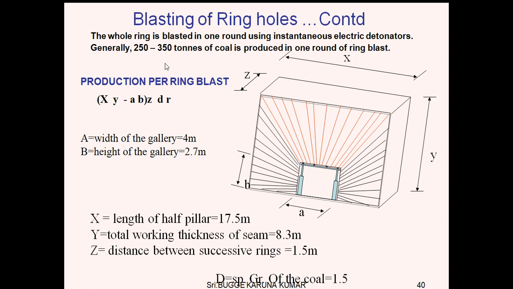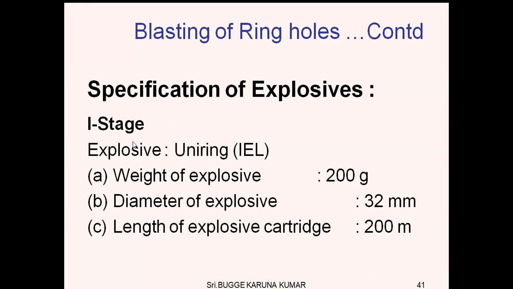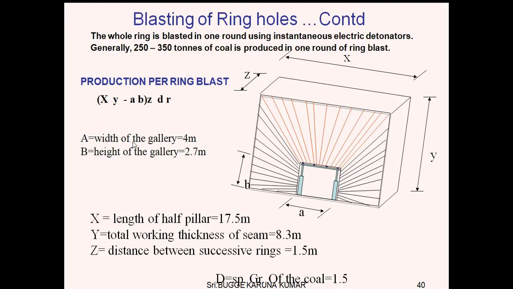Ton of coal production in one round. So x into y minus ab, and z b into production. Here is the width of the gallery, 4 meters, 2.5 meters length of the pillar, total working thickness is 8.3. Better to note this one. Empirical formula for the production calculation per one ring.